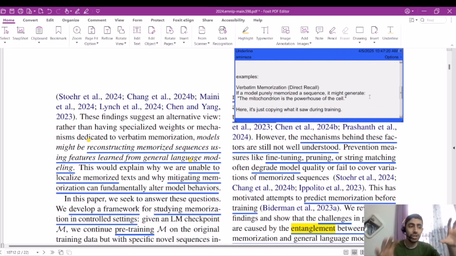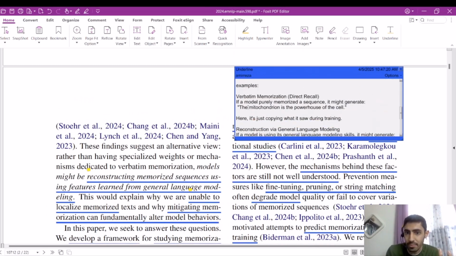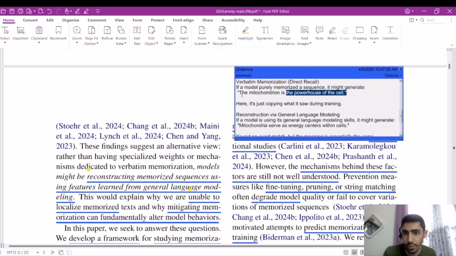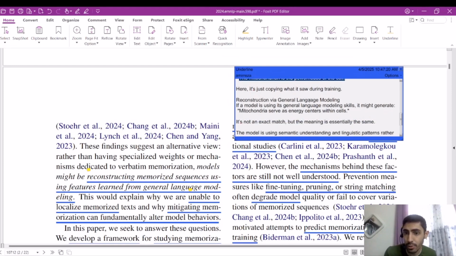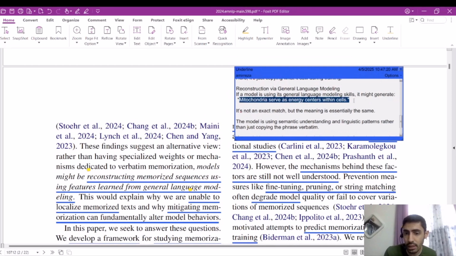For example, it is triggered by some word, for example mitochondria. Here it would be triggered, and that part could be, for example, irrigation, but this part would be generated by the model itself. If it were purely memorized, the response would be this sentence, but using general language modeling, it would be something like this. It would somehow rephrase it. It is not an exact match, but the meaning is essentially the same. So it could still cause data leakage.